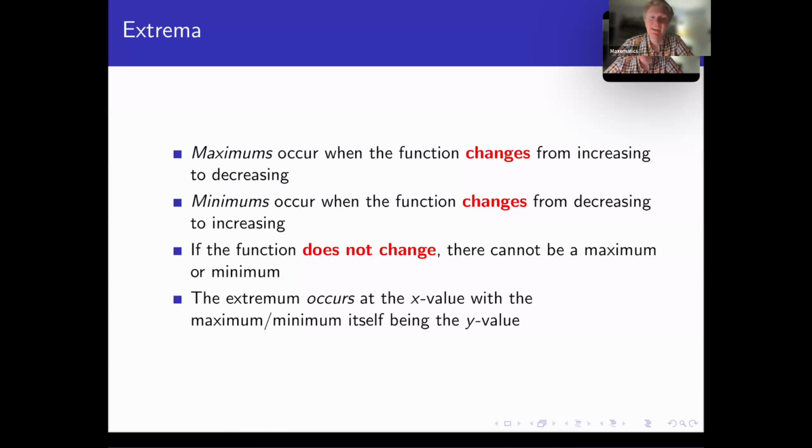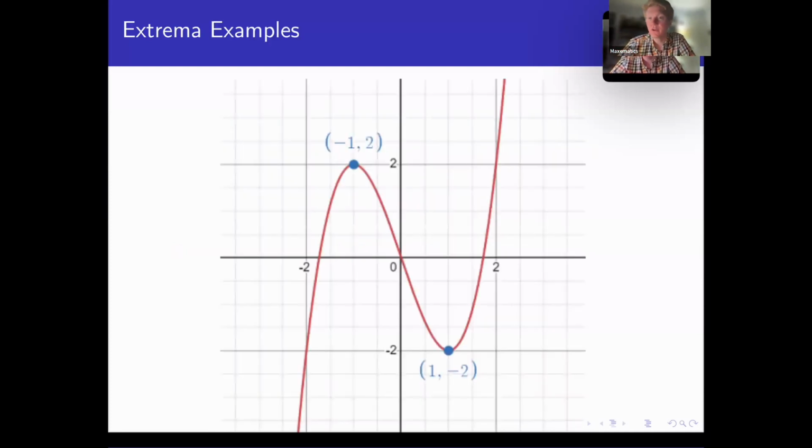How we phrase this is: the extremum occurs at the x value, with the maximum or minimum being the value itself, the y value itself. So let's go back to this example. We said we increased, and then at -1, we started decreasing. Well, we call x equals -1 a maximum. It changes from increasing to decreasing.